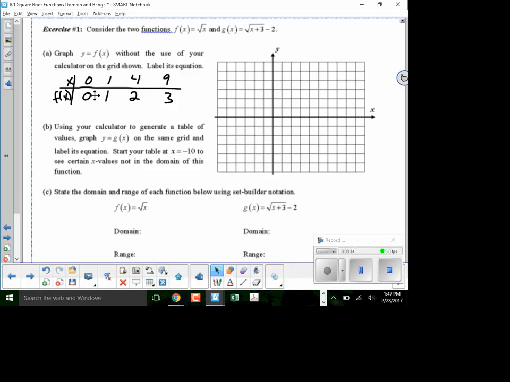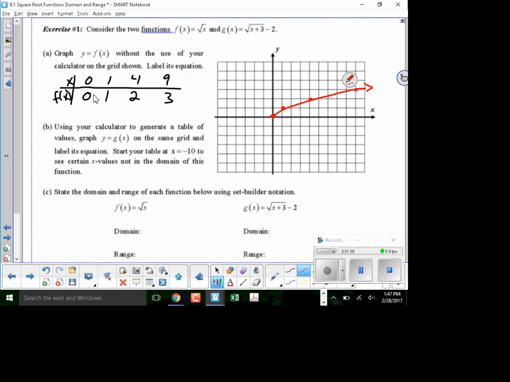Now, you can go right ahead and plot those. 0, 0; 1, 1; 4, 2; and 9, 3. Your graph should look like that. That's the standard square root graph. Without any shifting, any sort of transformations, that's what the standard square root graph looks like. It starts here because you can't plug in anything negative.